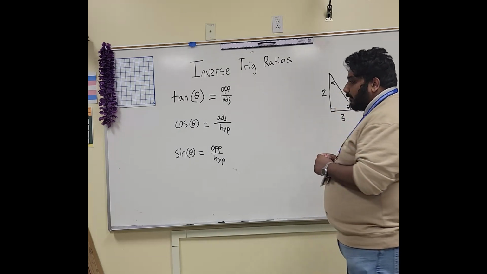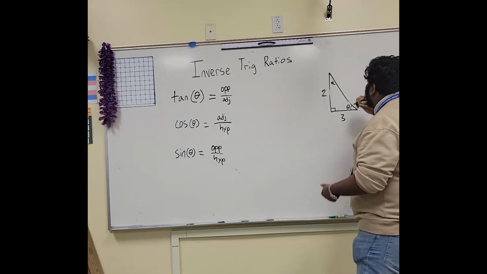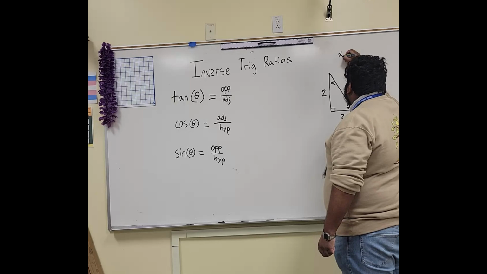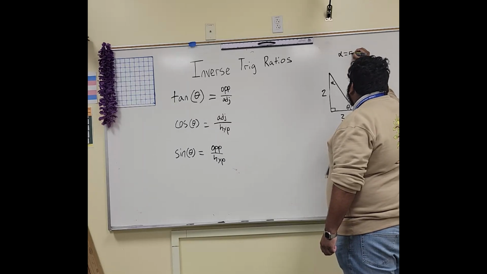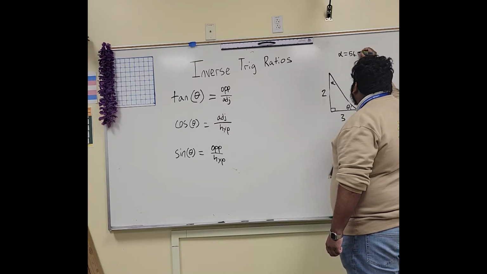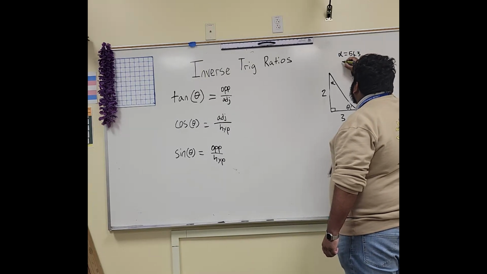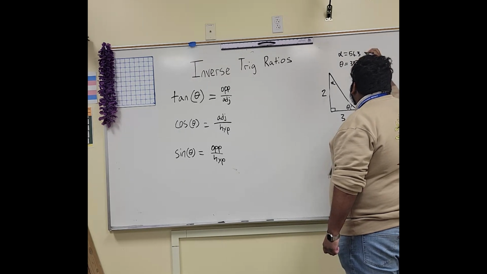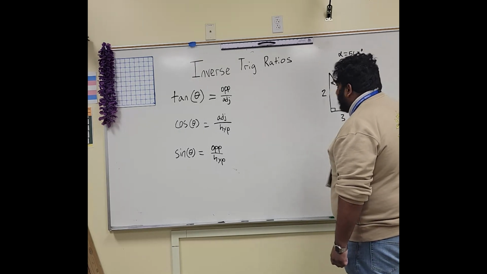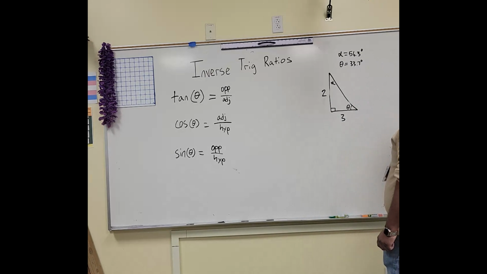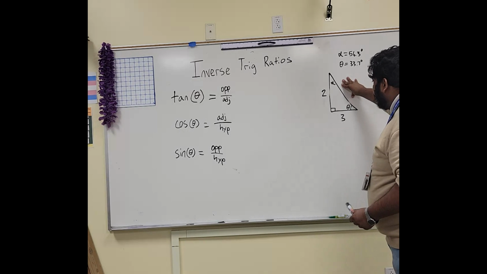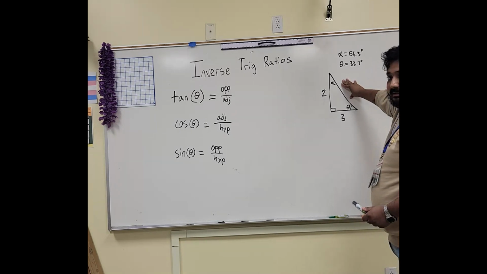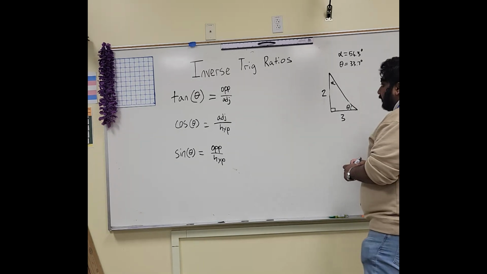We've already shown, let me actually write this on the side. We know that alpha is equal to 56.3, and theta is equal to 33.7. So we'll keep that up there for reference, and then we'll use this side over here to help solve for some value. So let's solve for it real quick.